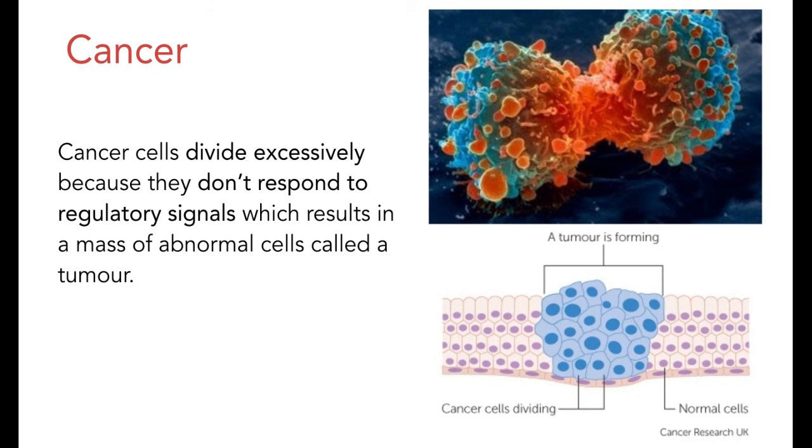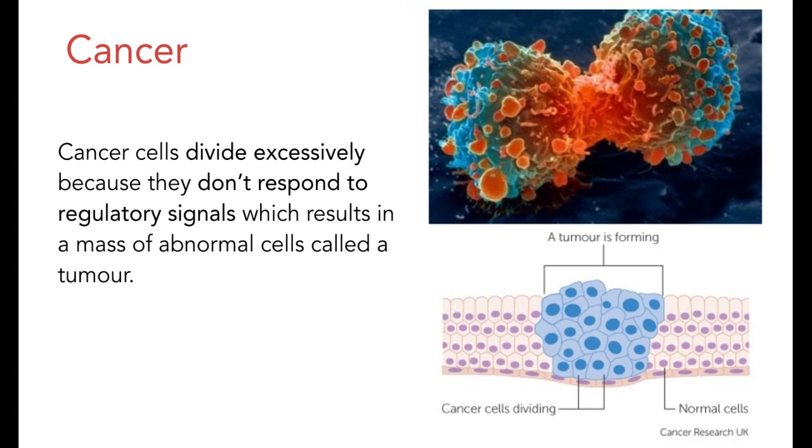Okay, finally, cancer. Now, cancer cells divide excessively. That's the description of what a cancer is. So cancer is when cells begin to divide excessively. Now, the reason why they do this, if you're asked to explain, is they don't respond to regulatory signals, and that results in a mass of abnormal cells, and we call that a tumour. So there's three things there. Define cancer as being when cells divide excessively.